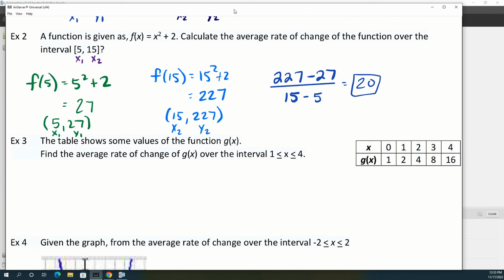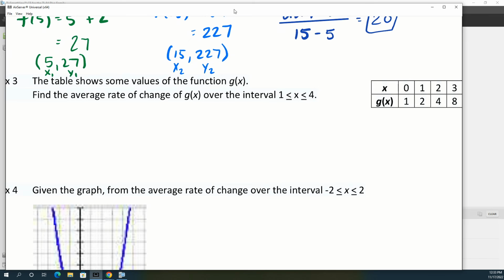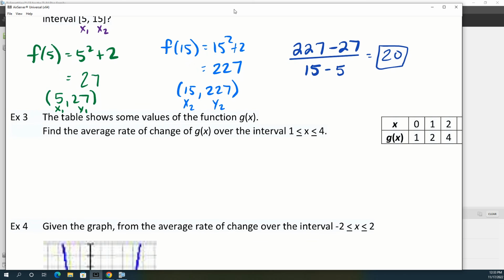So on the table, it's just going to be way shorter. We're not going to have to do this part. We can just look at it from the table. So this time we want to find the average rate of change of g on this interval. So this is going to be x1. There we go, x1. This is going to be x2.